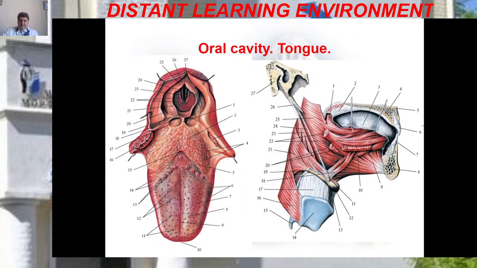Third group muscles arise from the derivatives of the third visceral arch. Hyoglossus muscle arises from greater horn at the innermost part of the body of the hyoid bone. So you may see hyoid bone and hyoglossus muscle.